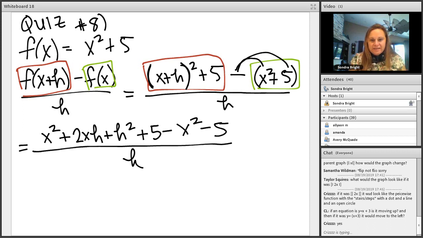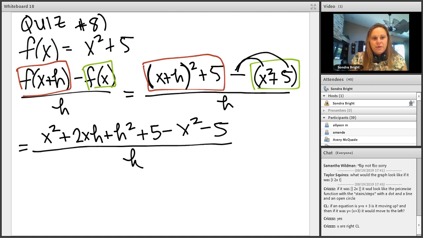Here's your biggest hint, okay? Everything without an h in it right now better cancel, or else you did something wrong. So x squared in this first term better cancel because there's no h in it, and it does. There's a minus x squared right there. You should have opposite in sign for things to cancel.